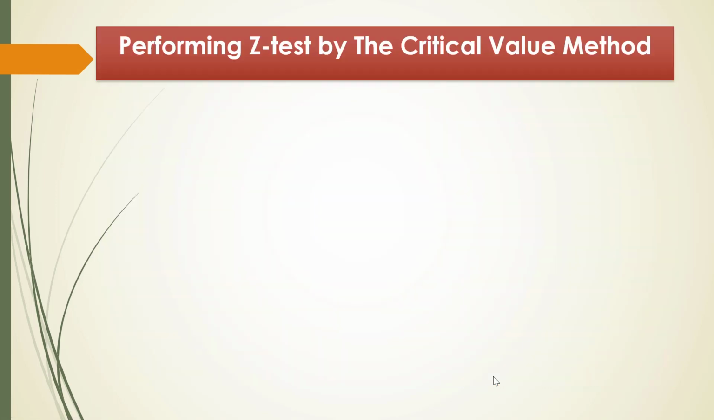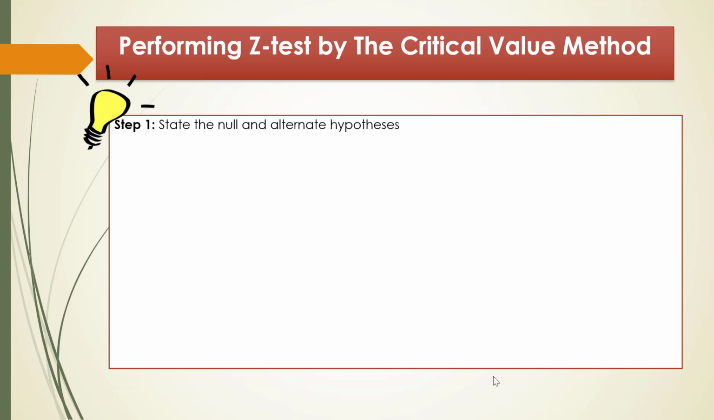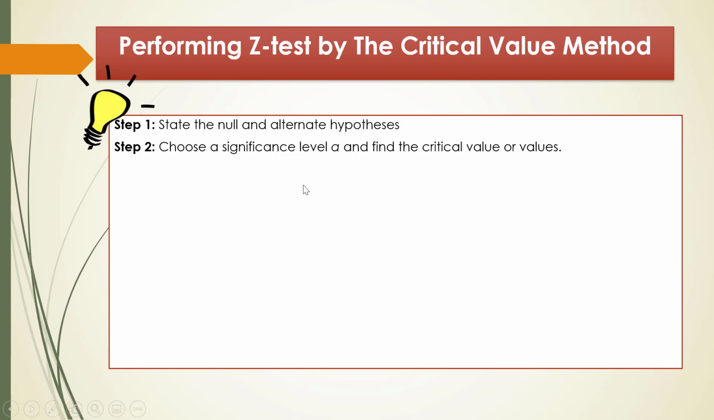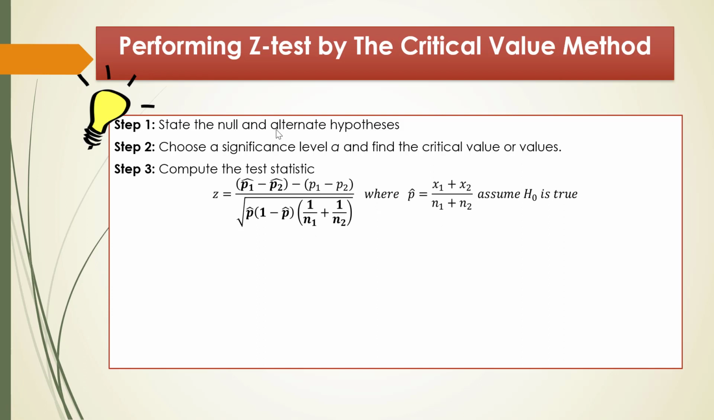Performing the z-test by the critical value method. So step 1, we state the null and alternate hypothesis. Choose a significance level alpha and find the critical values. Here, the two proportions z-test is actually a z-test. We just use different test statistics because we use different parameters. However, it is basically a z-test. And we compute the test statistic, assuming that the null is true. Then determine whether to reject the null hypothesis.